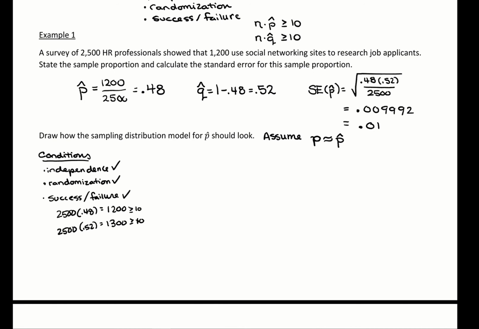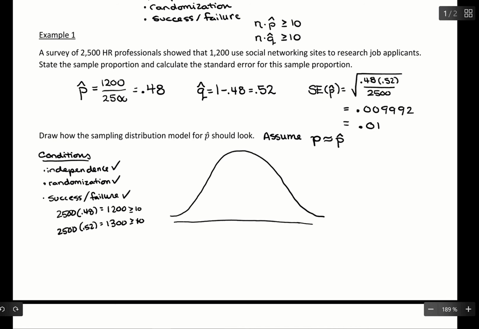So since we pass our conditions, this sampling distribution is bell-shaped. So we know we have this curve here. Now, for the center of the curve, we're going to have 0.48. Typically, we would put our population proportion there, but we don't know what it is, so instead we use this point estimate. Our best estimate is 0.48.